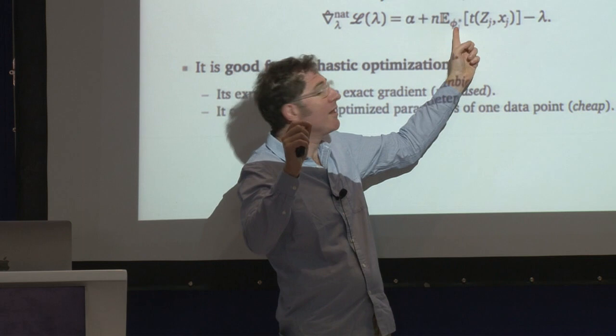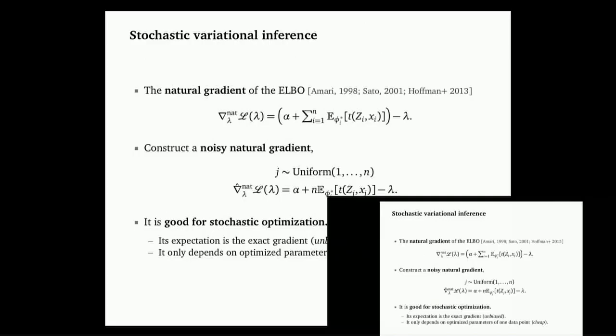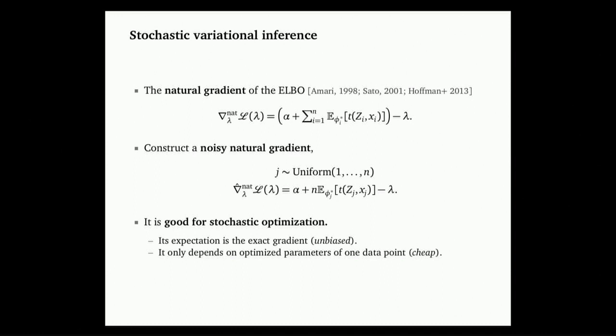In other words, operationally, I'm going to pluck a data point. I'm going to calculate its local variational parameter. I'm going to calculate this little term I need for that as part of the global variational parameter coordinate update. But instead of doing this for each data point, I'm going to do it just for that one data point and multiply it by N. And then subtract off my current realization of the global variational parameter.